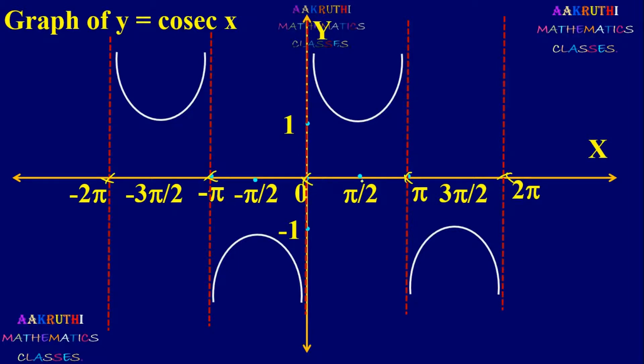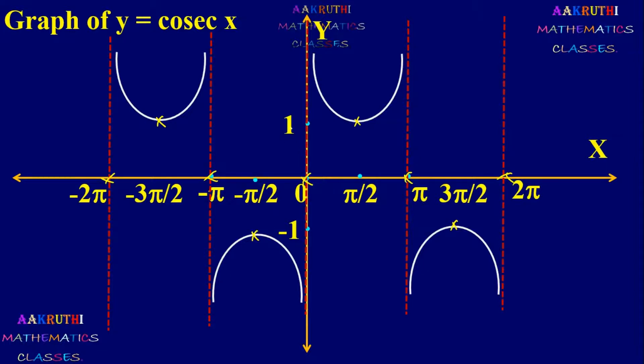So we know that sine 90 is 1. So cosecant 90 is also 1. And sine 270 is minus 1. So therefore cosecant 270 is also minus 1. And sine minus 90 is minus 1. So cosecant minus 90 is minus 1 and sine minus 270 is plus 1. So therefore cosecant minus 270 is plus 1. So we get these points and we get the graph of y equal to cosecant x like this.